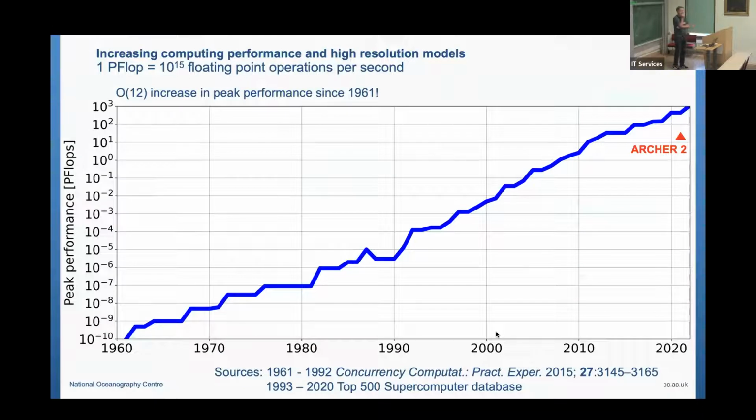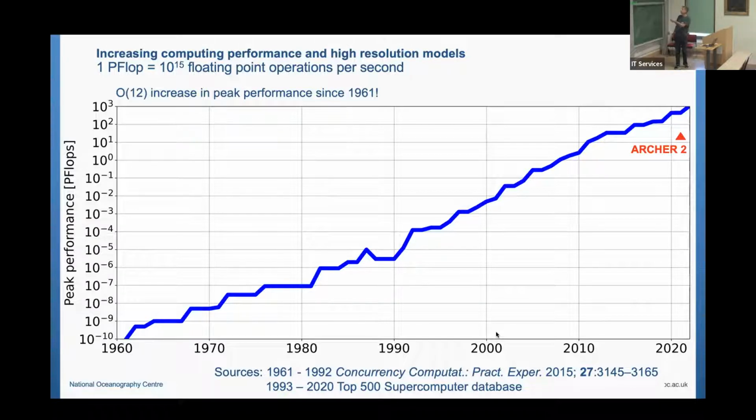Here it is perhaps useful, since I mentioned computing, to remind ourselves where we came from in terms of computing power. This graph illustrates the peak performance of the most powerful machine available since the 1960s. If you just look at the most powerful machine, there has been a 12 order of magnitude increase in the peak performance of these machines. So it's an absolutely staggering increase in computer power.